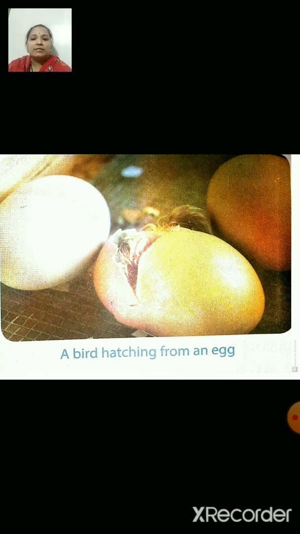After a few weeks, when the baby birds are fully developed, they break open the egg. As you can see in the picture, the bird is trying to break open the egg, and it is called hatching, and the bird is trying to come out of the egg. The parent birds feed and protect the young birds until they can look after themselves. So, the birds when they are born, they are weak. They can't eat on their own.